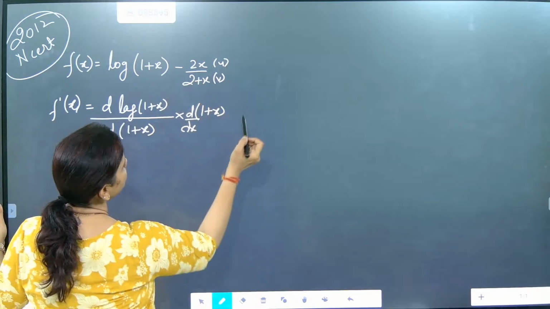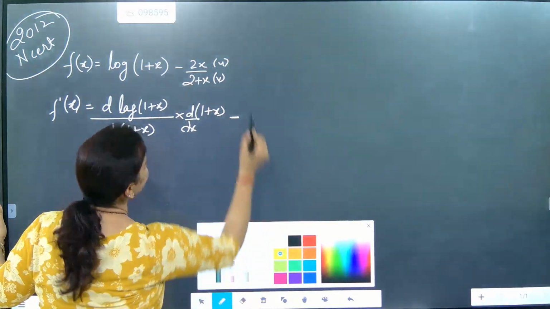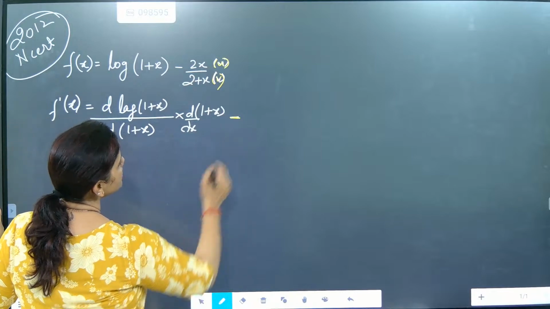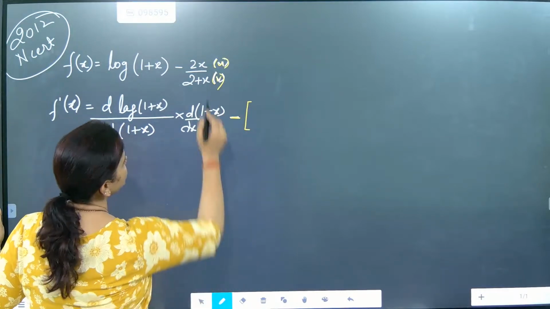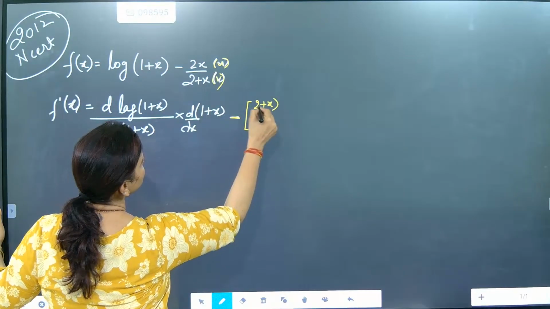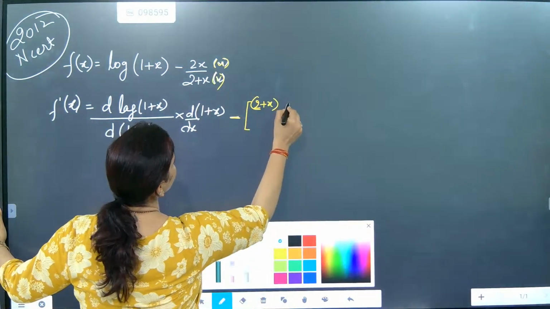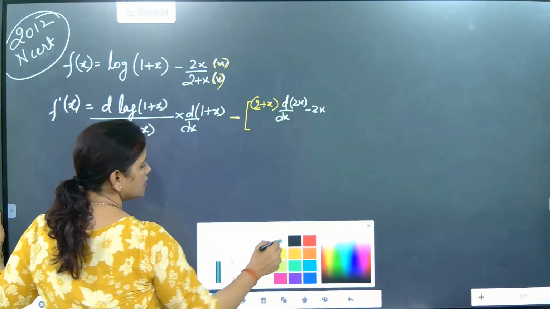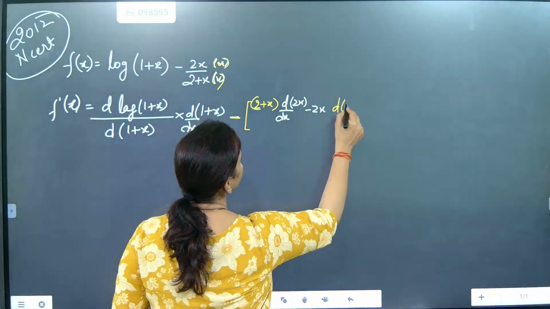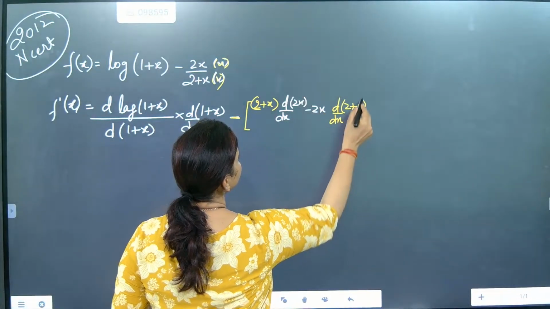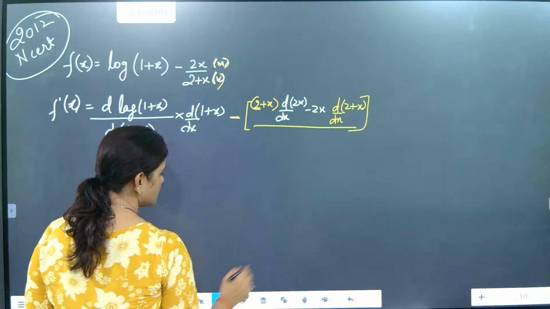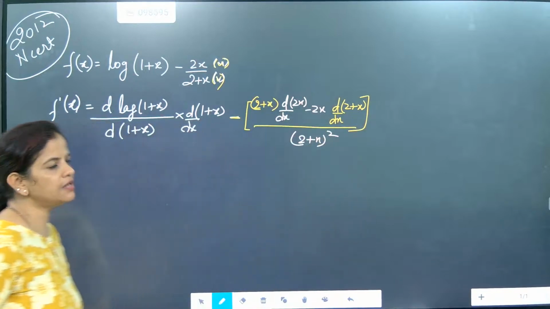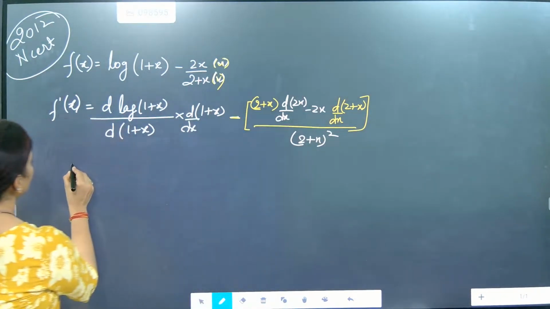Now here, beta, u and v. What are we going to do? This section I am taking as u and this section as v. So minus, u put as it is. After that we will differentiate v du. So 2 plus x will be as it is. Now we are differentiating 2x. Minus 2x, and now we differentiate 2 plus x dx, divided by the denominator 2 plus x whole square. Done.